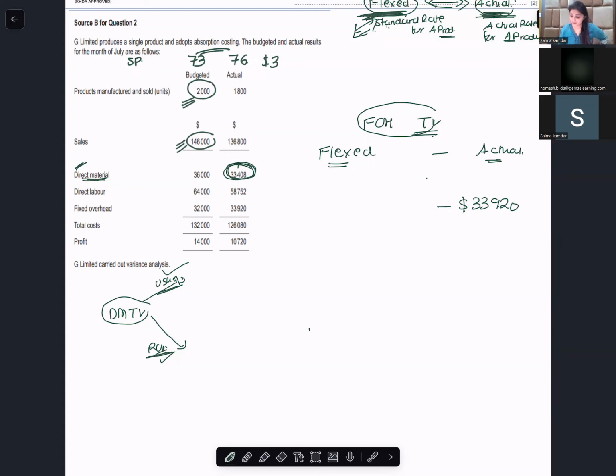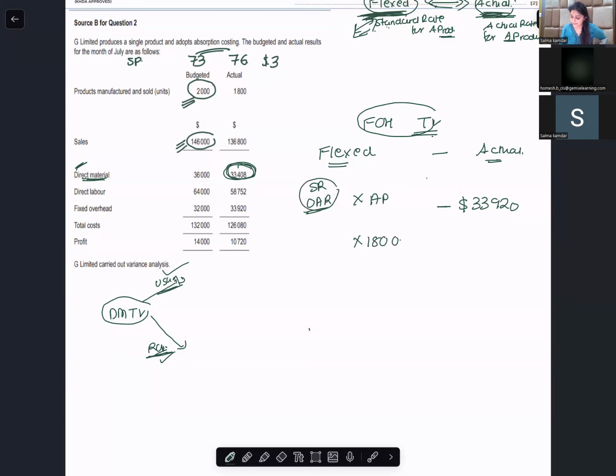When you have to find out fixed overhead actual as per flex, you will find the OAR. OAR will be the standard rate into actual production. Actual production is how much? It is 1,800 units.